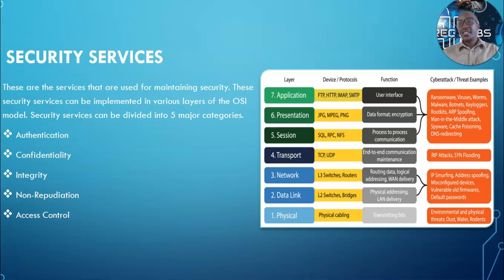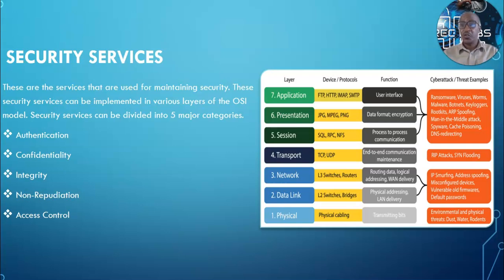Security services, on the other side, are the services that are used to maintain security. These security services can be implemented using the various layers of the OSI model, and we usually have 5 security services. The first one is authentication. This is the assurance that the person who is connected to the system is who they claim to be. We have 2 types of authentication: peer entity authentication and data origin authentication.